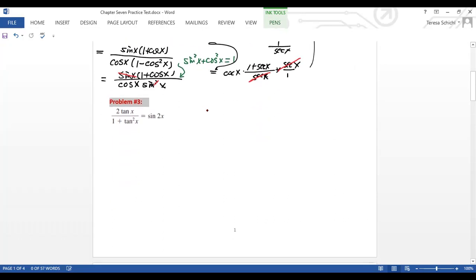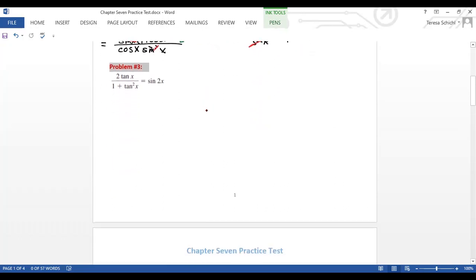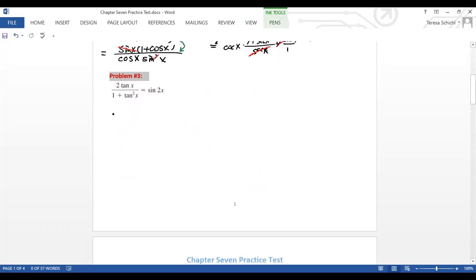Now let's take a look at problem number 3 and how I prove it. I will still start with my left-hand side, because the left-hand side looks a little more complicated. So this is 2 tangent x over 1 plus tangent squared x.